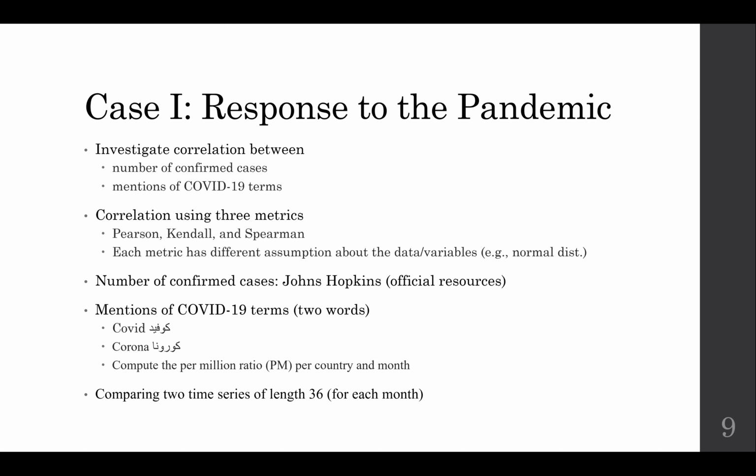For the number of confirmed cases, we use the data provided by the Johns Hopkins University Hospital. They collect the data from official resources like the Ministry of Health. And for mentions of COVID-19 terms, we use two words: COVID and Corona, in both Arabic spellings. Then we compute the per million ratio, PM, per country and month. So for each country, we compare two time series of length 36, because we have 3 years, 3 times 12, 36.